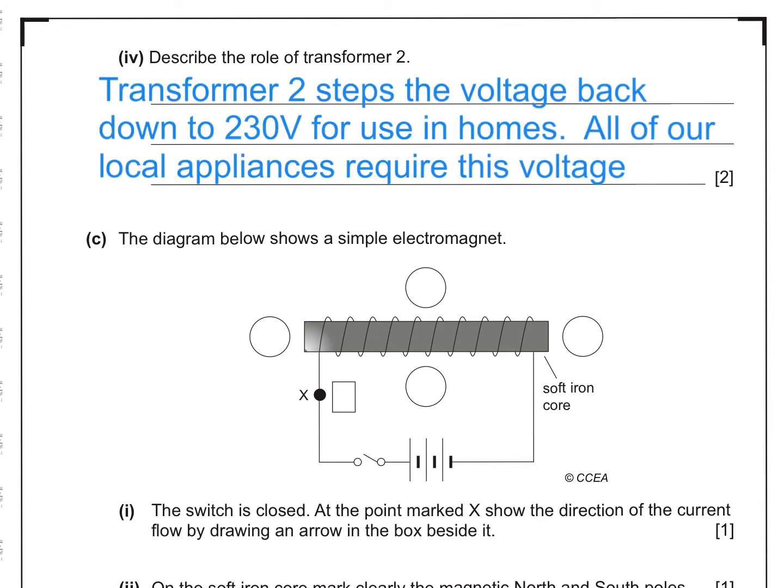So you just want to explain that transformer 2 steps the voltage back down to 230 volt for use in homes. And all of our appliances, everything you plug into sockets at home, require 230 volts, and the same for your lighting circuit.